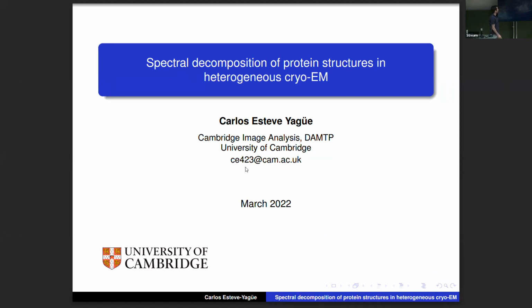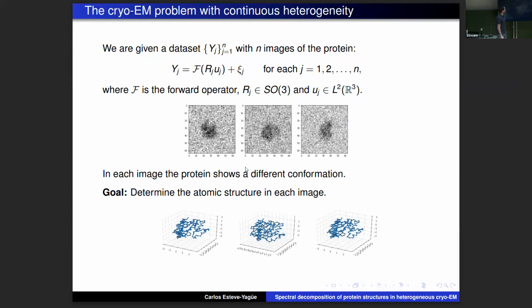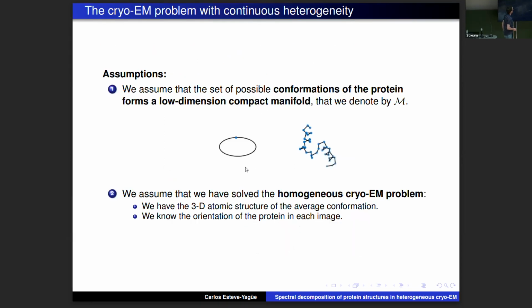So I'm a postdoc at the University of Cambridge, and I'm working on this Cryo-EM project where we have tomographic projections with a lot of noise of proteins, and we want to determine the protein structure in each of the images. So our assumption is that we have a heterogeneous protein, which means that there are some flexible parts that can move, and then in each image we have a different conformation of the protein. So we want to determine this structural variability. So we make these assumptions.